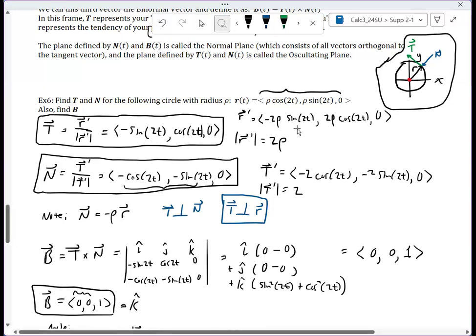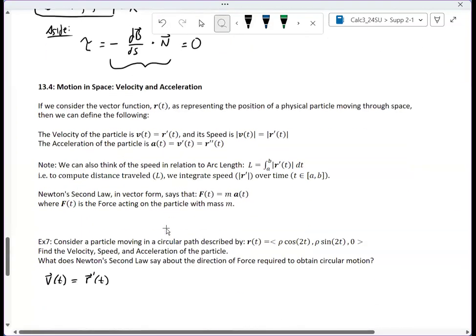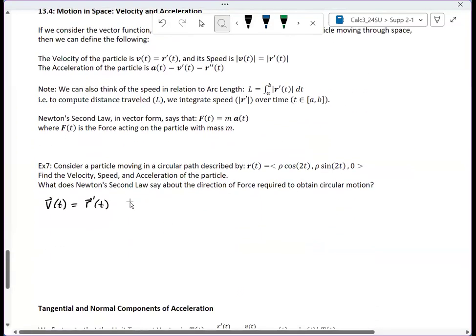I wonder if I can actually lasso select this and get it to work. Fingers crossed. It looks like I missed a bracket, but so just from up above, this is what r prime is. Or in other words, this is just the velocity vector.